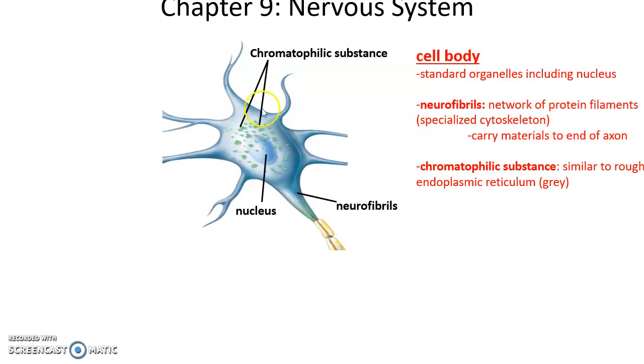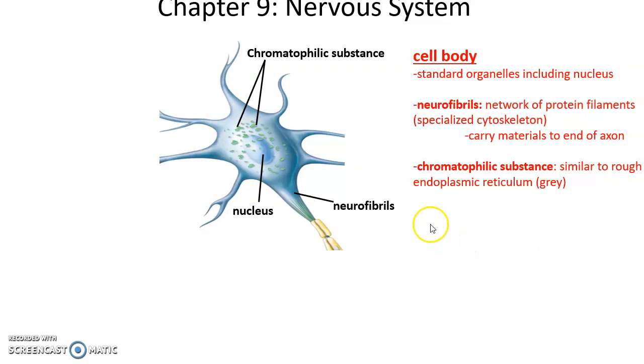Cell body, again, houses all the standard organelles that we would expect. It includes the nucleus, mitochondria, rough endoplasmic reticulum, and so on. It also houses neurofibrils. Neurofibrils are long, thick protein filaments that are a specialized form of cytoskeleton that travel from the cell body down the length of the axon. And neurofibrils are important for carrying materials made in the cell body to the ends of the axon.